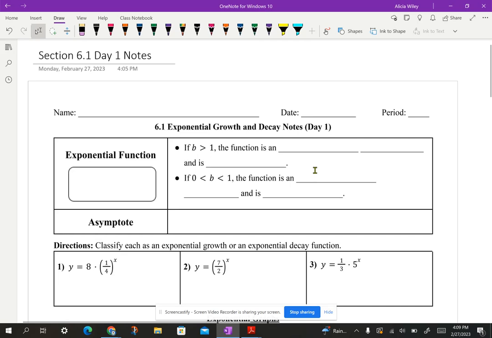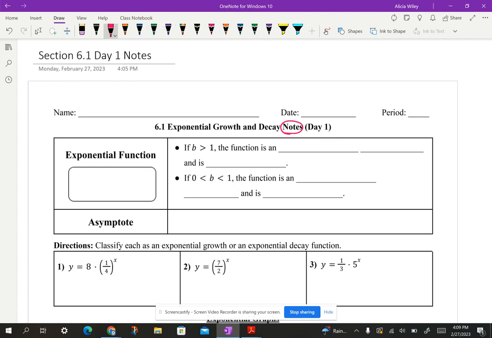As I go through these notes, you should be filling them out on the paper that you got from the teacher yesterday. So here we go. Again, these are notes, so they will not be turned in to me. These are yours to keep. Today, we're going to be discussing exponential growth and decay.